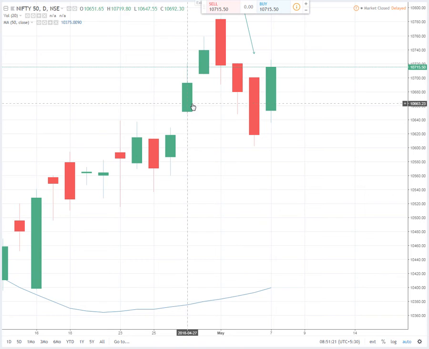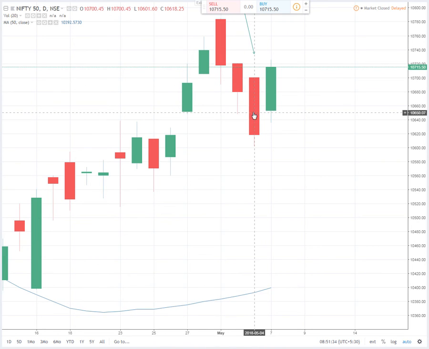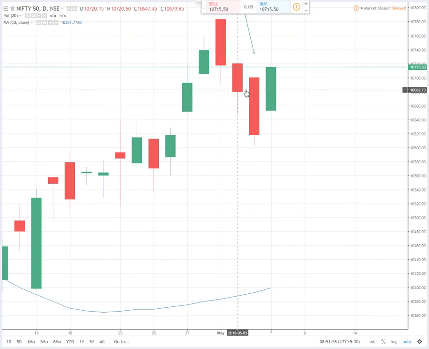So in this chart, we have observed a higher high for these 3 days and a higher low as well, as we have seen a lower high for these 3 days and a lower low for these 3 days. So these are the terms that will be useful for you to identify how the market is going.